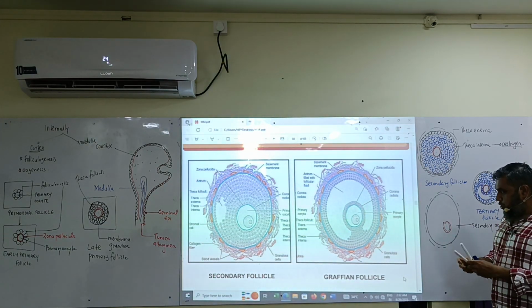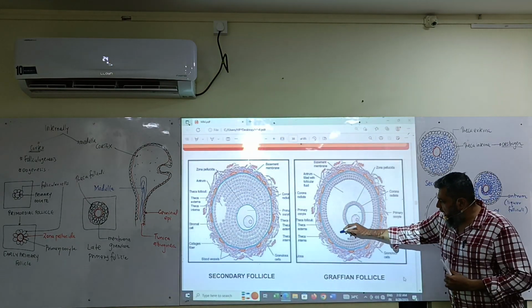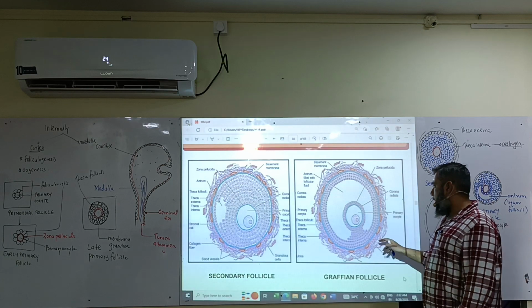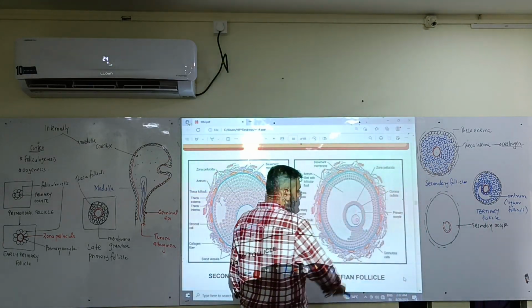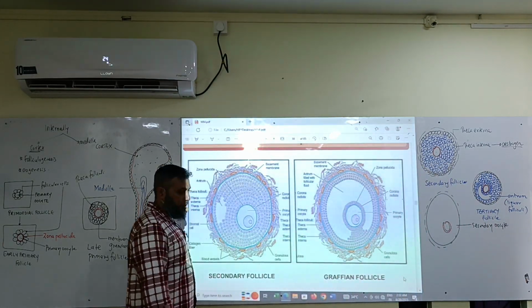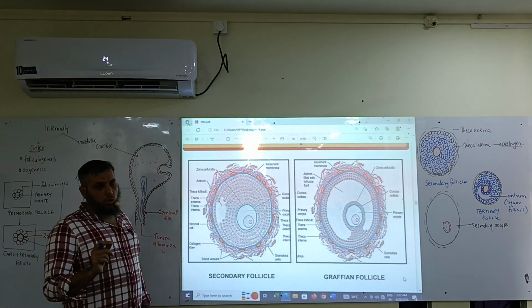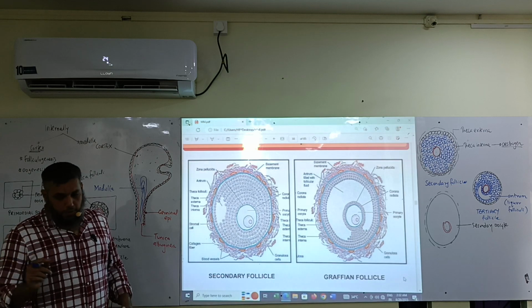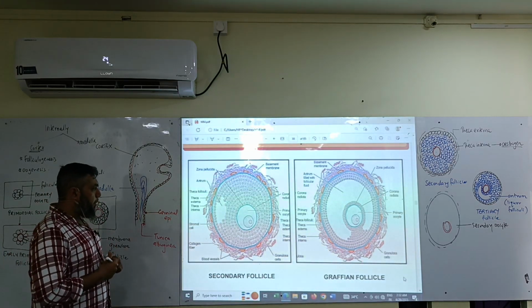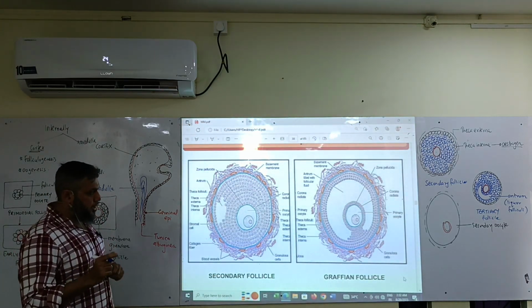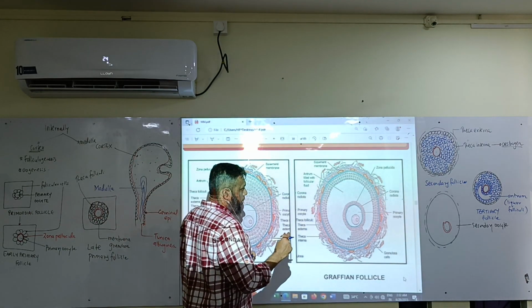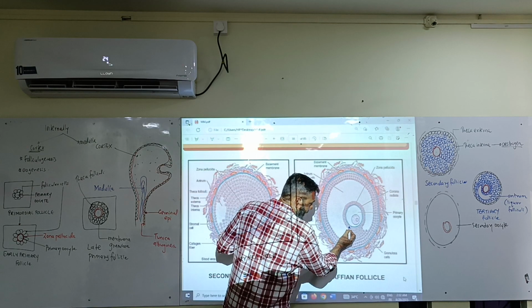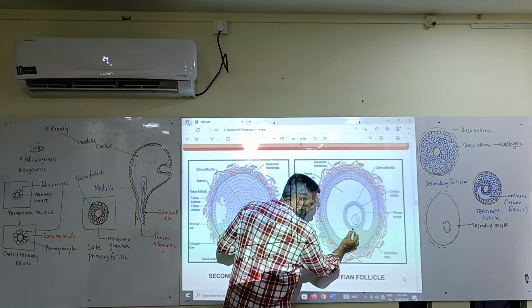Now, so can I say there is formation of a large cavity? Give me yes or no. Yes. And what is this large cavity called? Antrum. Antrum. Now see, those membrana granulosa cells which are surrounding the secondary oocyte. Can I say I am talking about these cells?